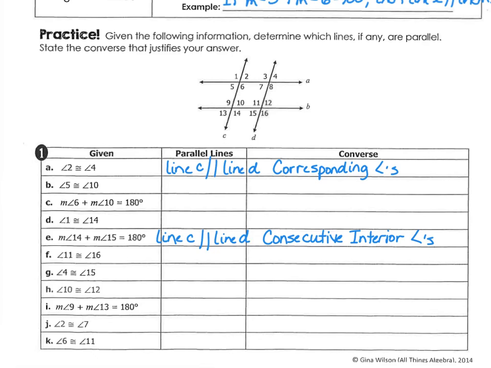So for 1F, we're given that angle 11 is congruent to angle 16. Now, those are vertical angles, so they are congruent, but we don't have a vertical angles converse that allows us to prove two lines parallel. So for 1F, we cannot conclude that any lines are parallel, and obviously there is no converse.